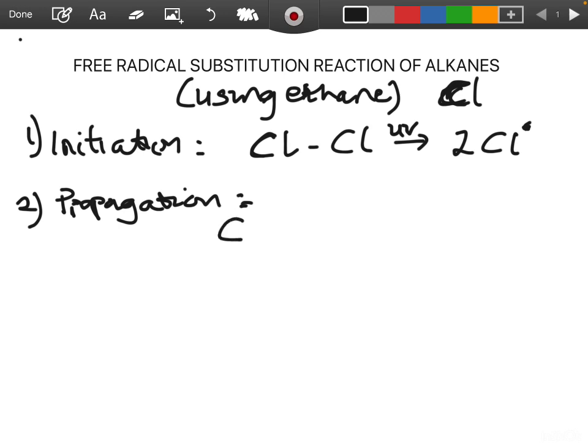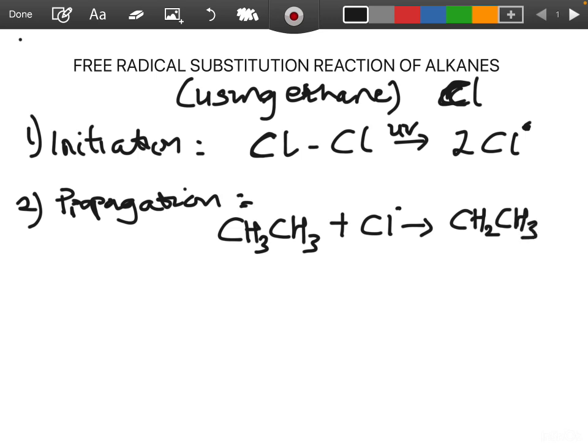So we have CH3CH3 plus a chlorine radical, which will give us CH2CH3 radical plus HCl. Whenever a radical reacts with a neutral molecule, it will pull out the hydrogen there. So you have an ethyl radical with HCl being produced.